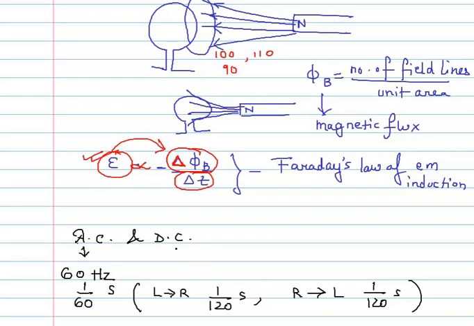Whereas DC current always flows in a fixed direction. It has a fixed positive and a fixed negative terminal. You will find that there are certain differences between direct and alternating current which have been given in your book. So try to go through that.